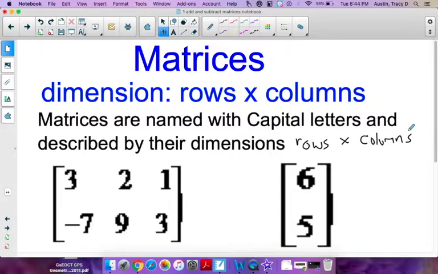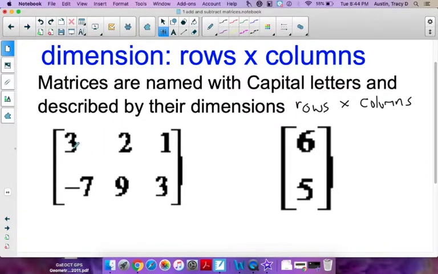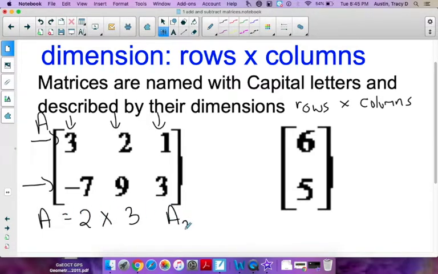Okay, so let's take a look at these two. We'll talk about what their dimensions are. So this first one, and again, rows first, rows go across, has 2 horizontal rows and 3 vertical columns. So this is a 2 by 3 matrix, and we'll call that matrix A. Sometimes you will see this written like this. It gives you the capital letter A and gives the dimensions as the small numbers down here so that you know rows and columns.